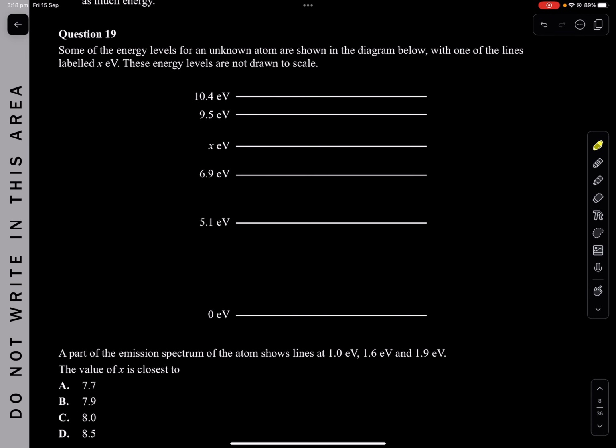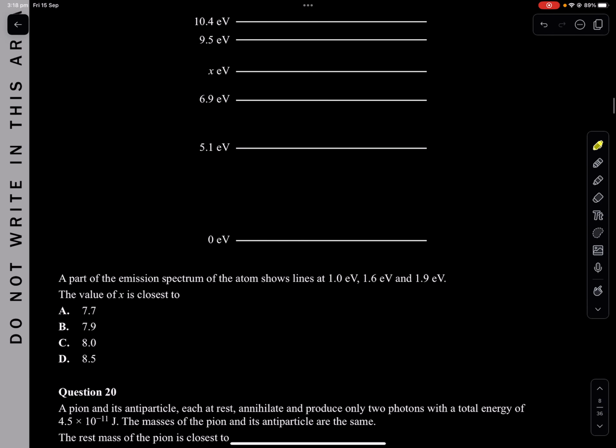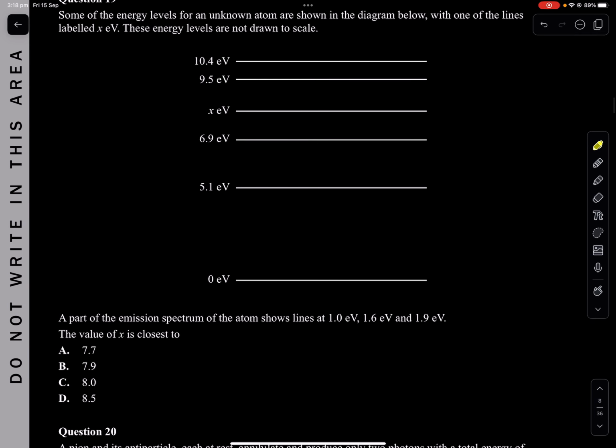Some of the energy levels for an unknown atom are shown in the diagram below. Which of the following lines labeled X, in eV? These energy levels are not drawn to scale. A part of the emission spectrum of the atom shows lines at 1, 1.6, 1.9. The value of X is closest to what? Okay, so let's just have a look at what are the emission spectrums that are related to the X. Just remember, we don't want to write all of them.